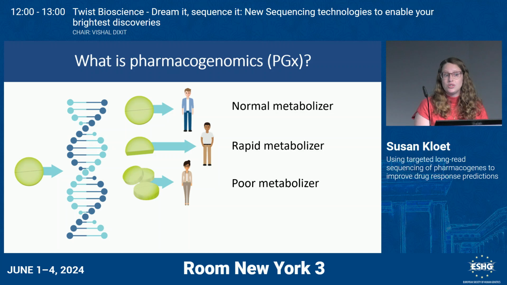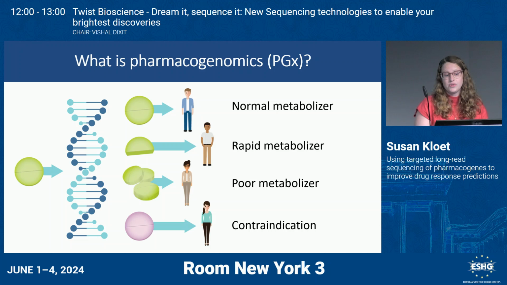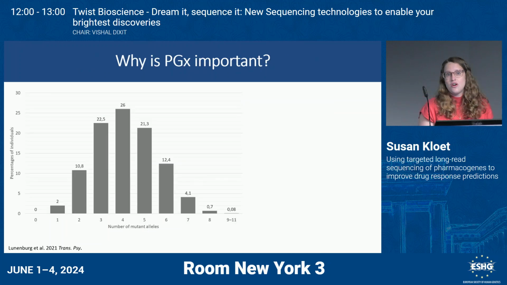Similarly, there will be individuals in the population who are poor metabolizers of a particular drug, and they need to have a much higher dosage of the medication for the desired result. And there may also be individuals who have a contraindication for a particular medication, and that means they should be offered an alternative drug. Now, pharmacogenomics is actually really important because it's highly likely that everyone in this room contains at least one actionable pharmacogenetic variant in their genome.